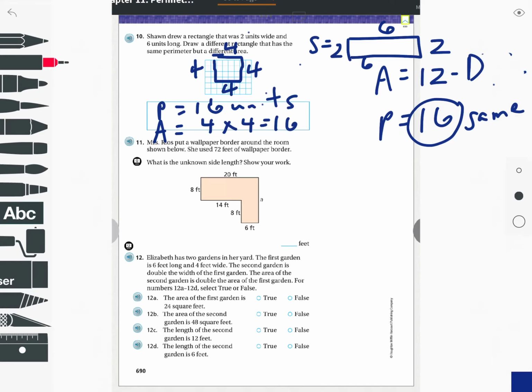Mrs. Rios puts a wallpaper border. Oh, this one is for Luke. Has the same last name as you. That's very funny.